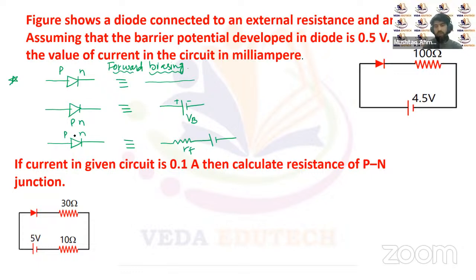We can replace this diode with an open circuit, right? We'll just open or remove this diode from the circuit in the reverse bias condition. Now, here we can see the diode is in the forward biasing condition.